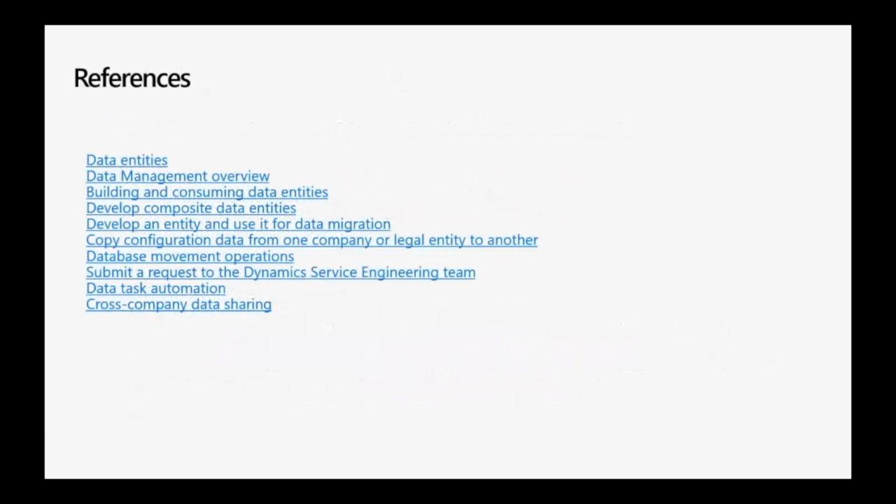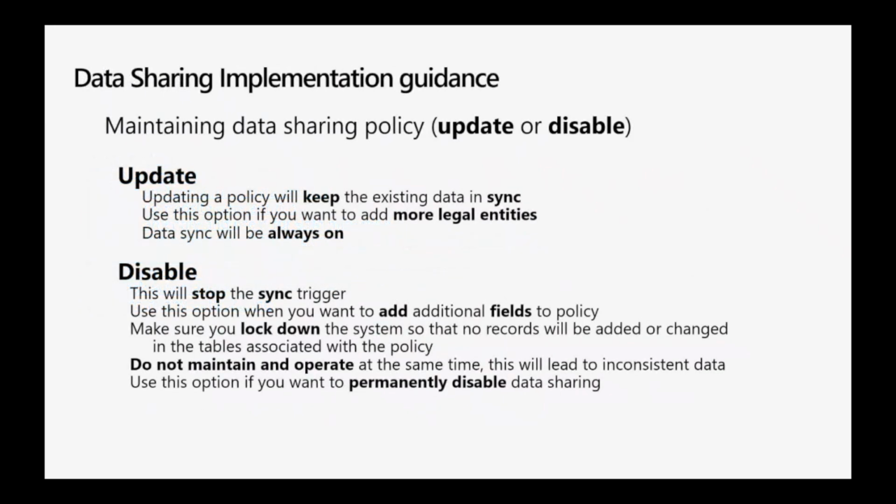As a last reminder, we do have in the data sharing 2 buttons which say update or disable. The update scenario would typically be when you have already a synchronization between 2 or 3 existing legal entities, and you want to add one legal entity to it. So what you would do is you just add one legal entity and press update. But in that case, it means that the data synchronization has always been on, so you're absolutely sure that you will not be missing any data.